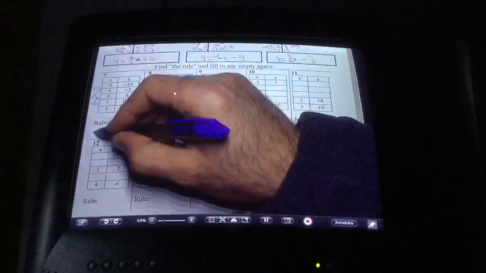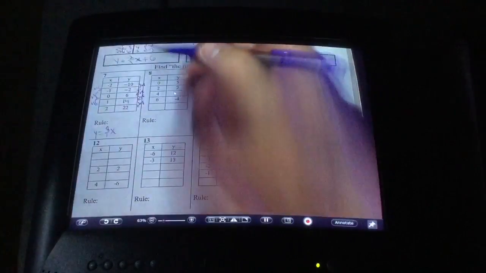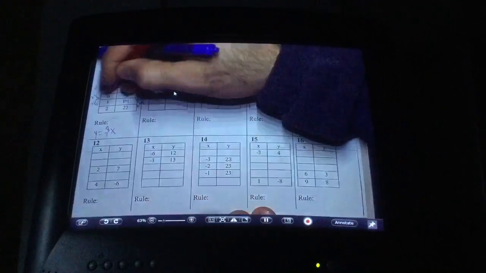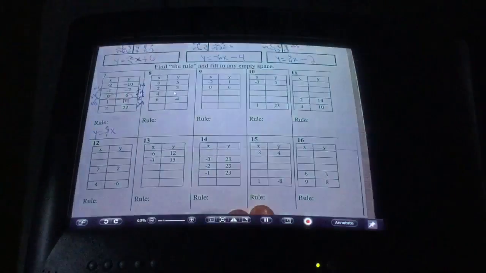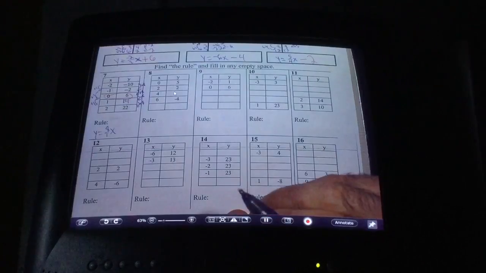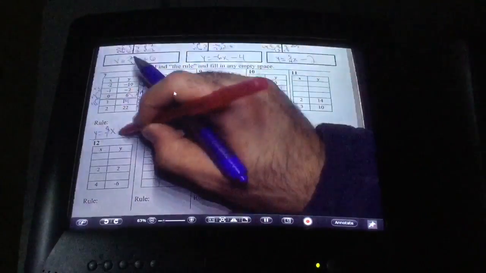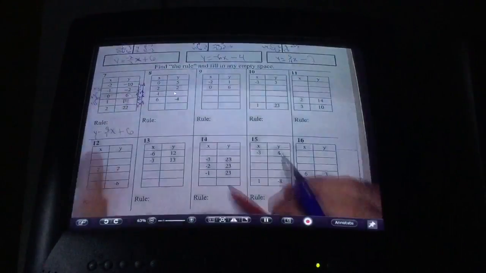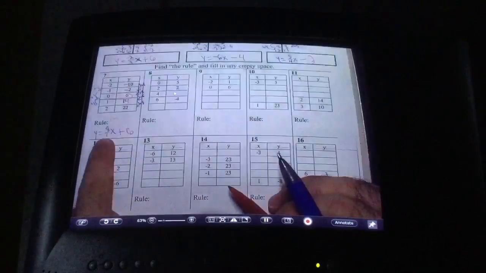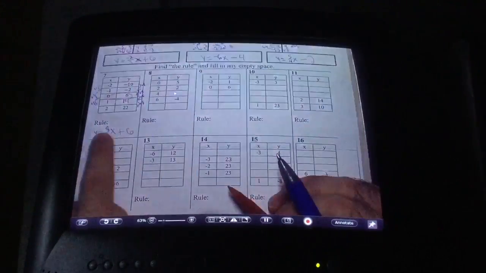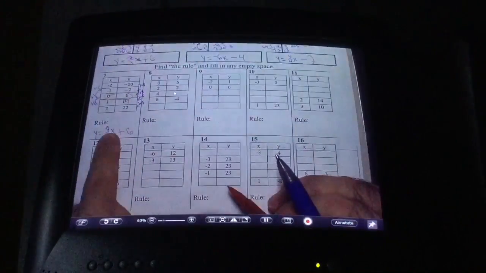All right? y equals 8 over 1x. And then over here, this input of 0 gives me an output of 6, so I'm going to have plus 6. Now again, you don't have to have that over 1 there if you don't want to. So you can just have it as y equals 8x plus 6.